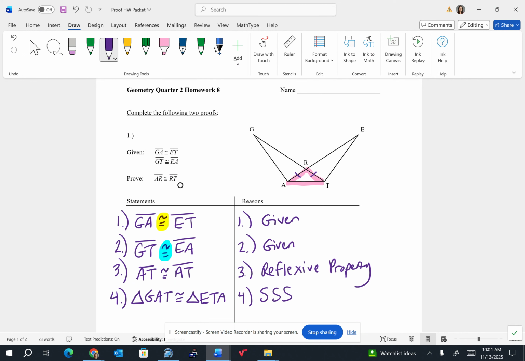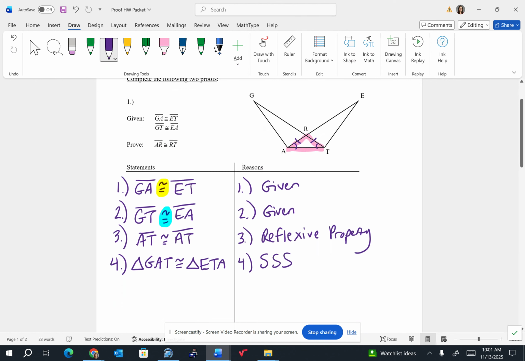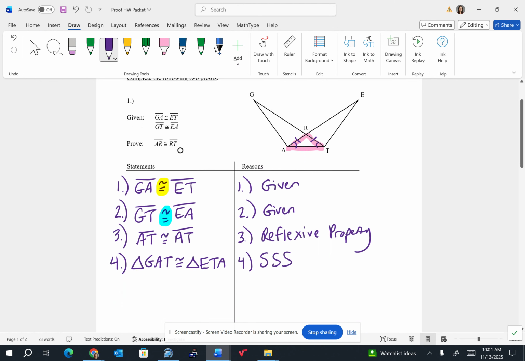So I don't really have a way to go directly to those segments, but I do have a way of getting to those angles. And what we've learned about isosceles triangles is if it's isosceles, it has congruent legs and it has congruent base angles. So those little angles actually are angles that are in the triangles that we just proved congruent. So those little angles I can say are congruent by CPCTC. So I'm going to call them angle EAT and angle GTA by CPCTC.